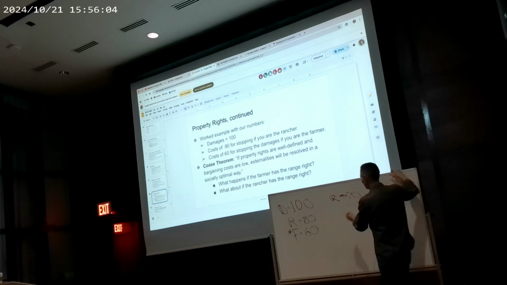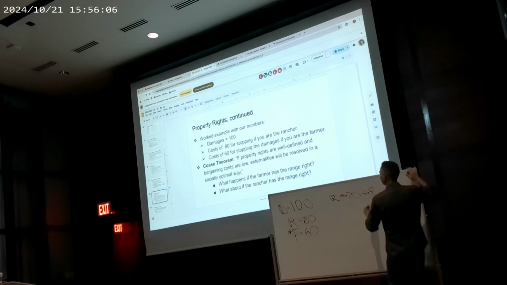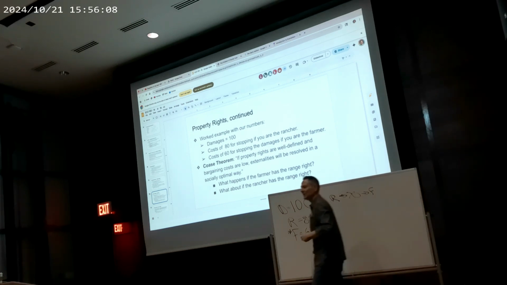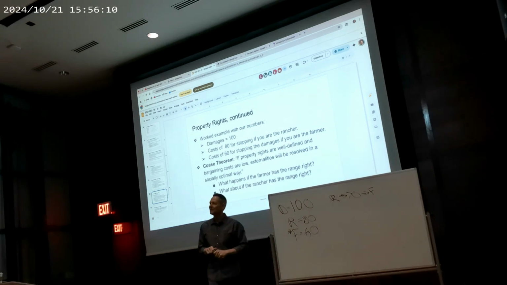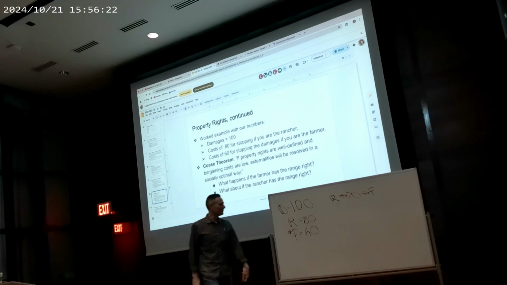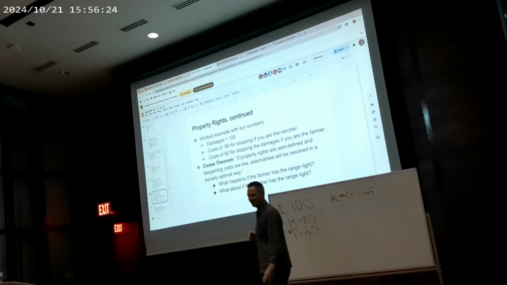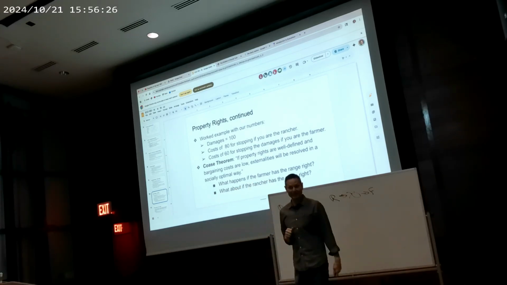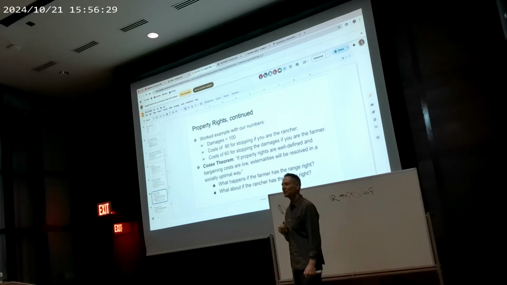This is a high-tech diagram here, to the farmer. $70. Why did I pick $70? Does anybody tell me? Yes? It's between basically what the farmer would have to pay and the minimum the rancher would have to pay. That's exactly right. So the rancher says, give me those property rights, I'll give you $70.